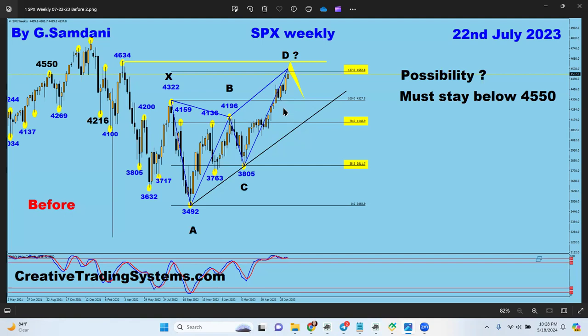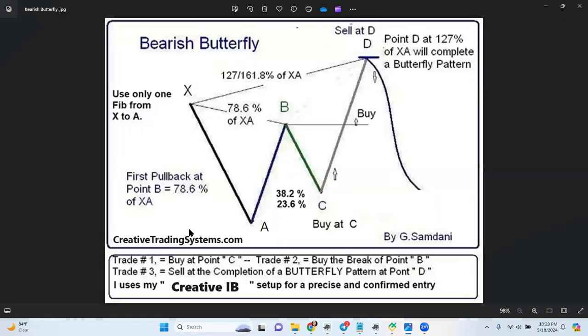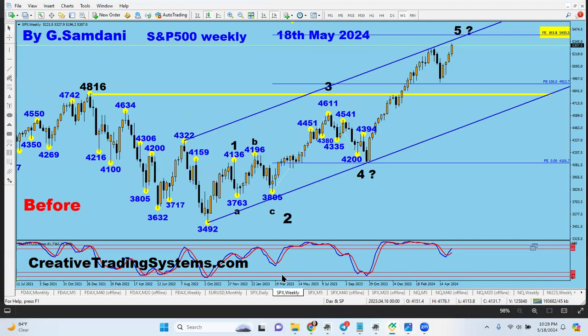That one was like a crab pattern, so like 1, 2, wave 3. Now this one is a little bit different. This pattern is called a butterfly pattern, and it usually looks like this. It's 78%, and then 127 over 61. So 127 is the first one.